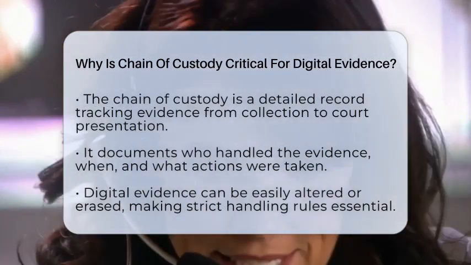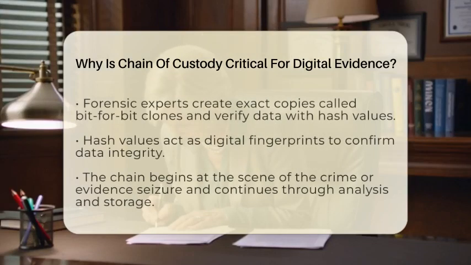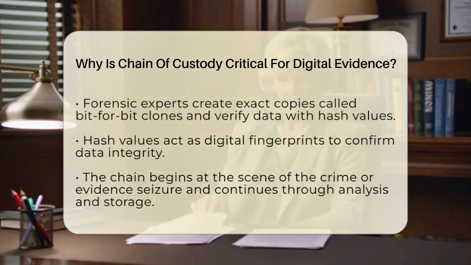Digital evidence is different from physical evidence because it can be changed without anyone noticing. For example, files can be deleted, altered, or corrupted without any visible signs. That's why strict rules are followed. Forensic experts make copies of the original data, called bit-for-bit clones, and check the data with special codes called hash values. These codes are like digital fingerprints that prove the data has not been changed. If the hash values match, the evidence is still the same as when it was first collected.